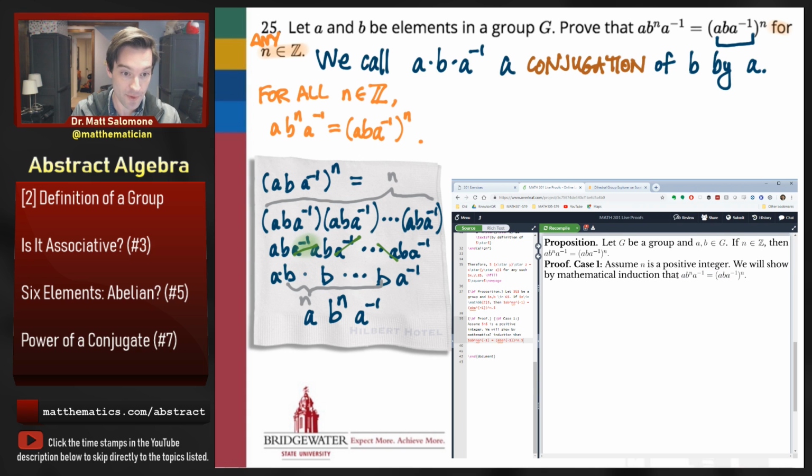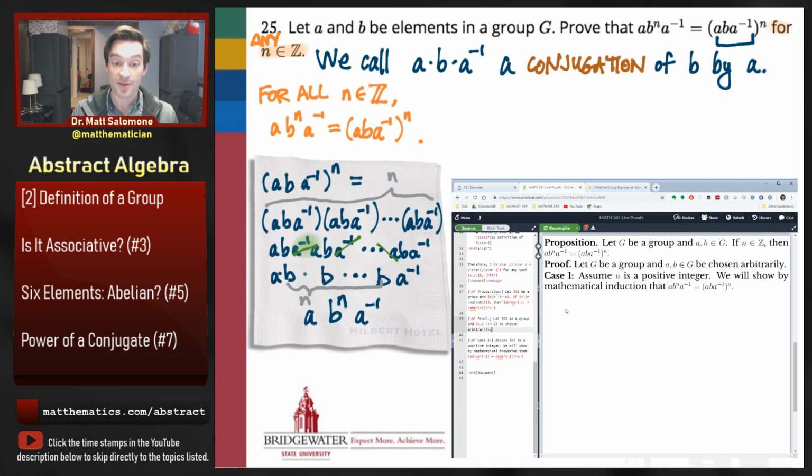A and B are surprise symbols. We know what n is, but we don't know what A and B are. So I want to put that front-loaded at the beginning of my proof, and I'm going to do that just by repeating the first line of the proposition. Let G be a group, and A and B be elements of G chosen arbitrarily. Now, case 1, assume that n is a positive integer. We're going to show by mathematical induction that this equation holds. So again, I've signaled the strategy, and I've signaled what the burden of proof is for my argument right here.